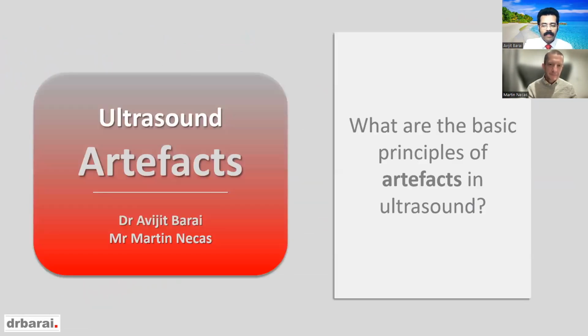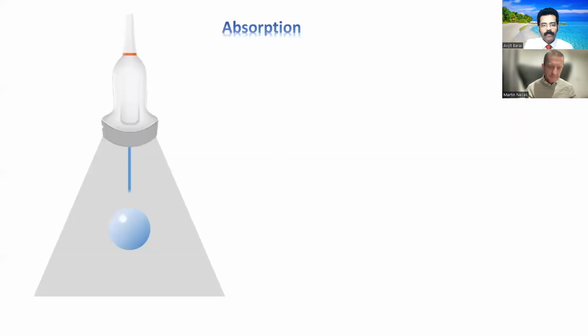Now, there are some basic principles of the ultrasound artifact, but before that, we need to understand a few basic principles of the ultrasound itself. So tell us, Martin, a little bit about these few things, like absorption. Sure. So absorption is perhaps described in another term, also known as attenuation. And absorption or attenuation pertains to the loss of the intensity of the ultrasound signal as it propagates in the human body.